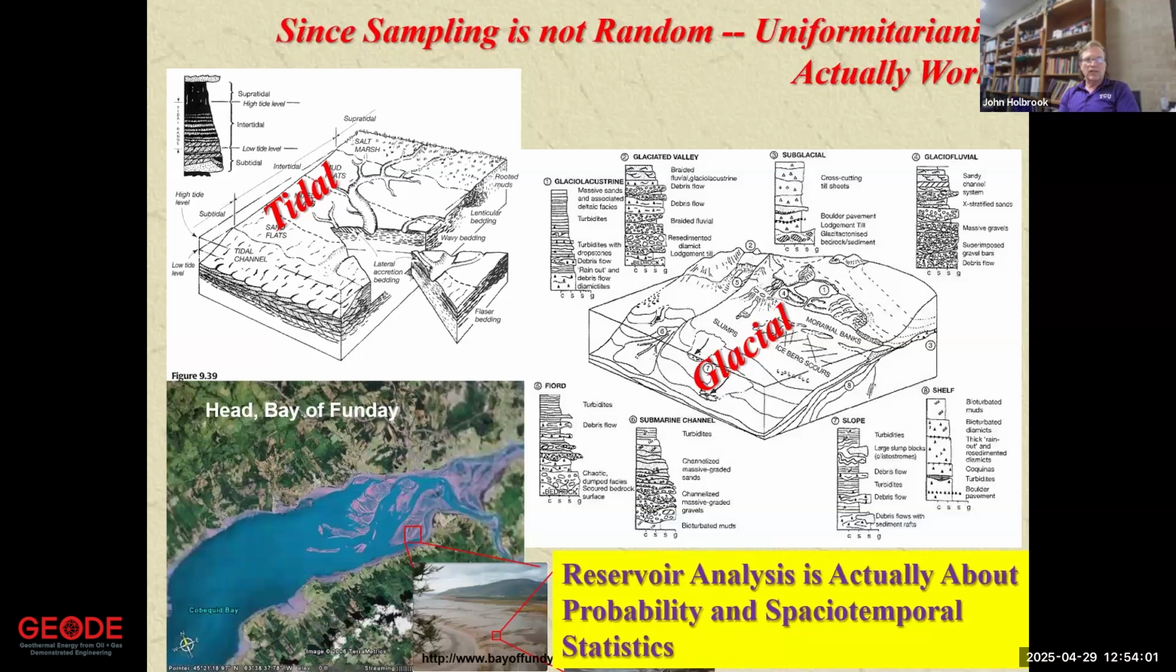Okay, so reservoir analysis is actually about understanding probability of spatial temporal statistics. We are preserving in our reservoir some sampling of the history of things that were happening at the same time, in some very small amount. And all of these small scale reservoir units are accumulations of these things to build a bigger unit. So the rock record is the statistical sampling machine, not the tape recorder. Next slide.